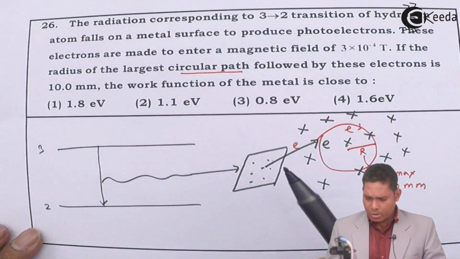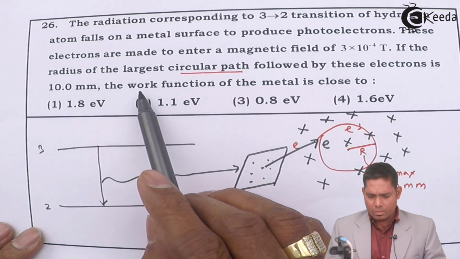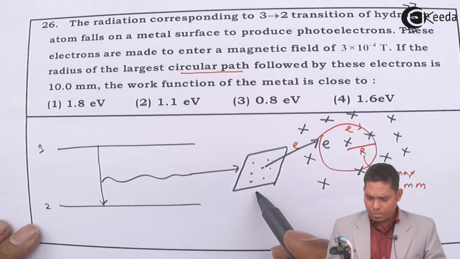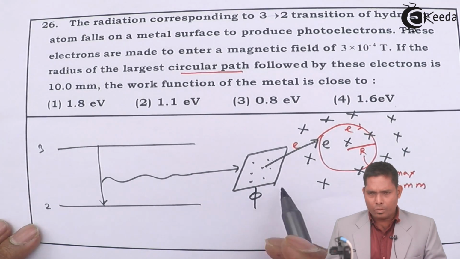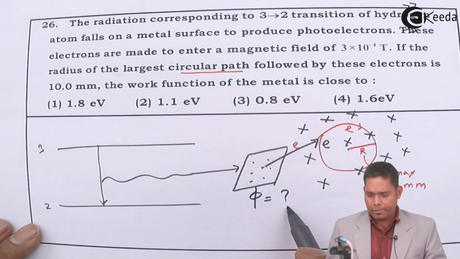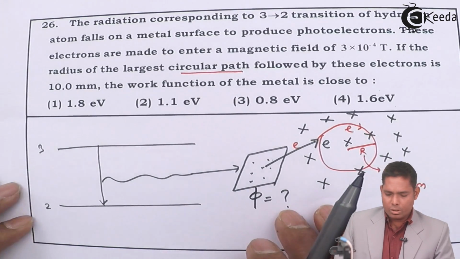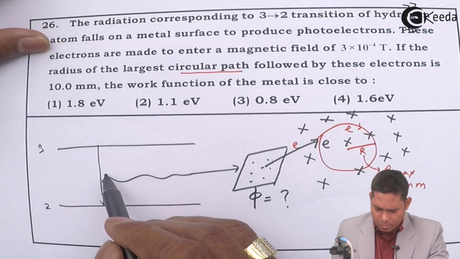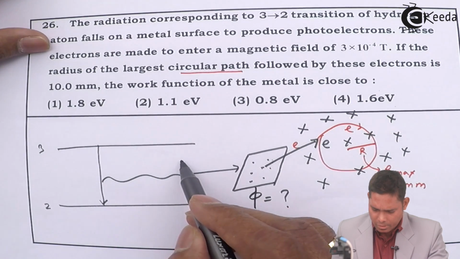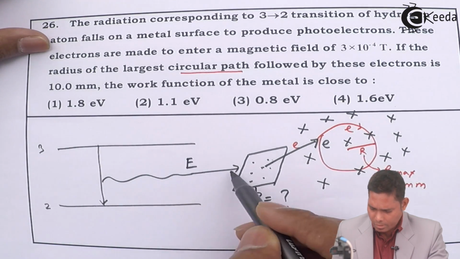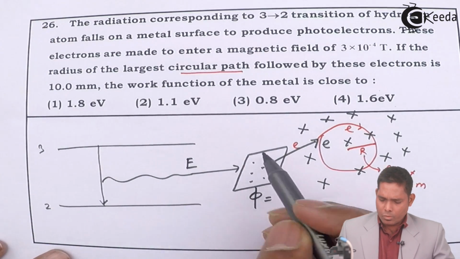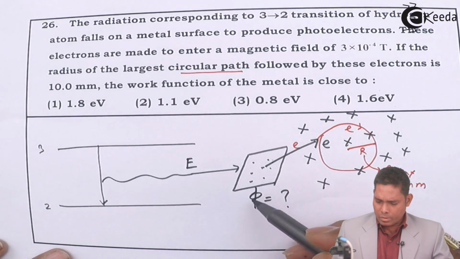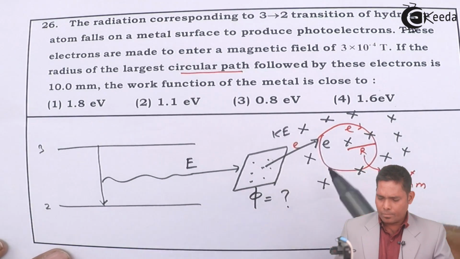So we have these situations. The work function of the metal is close to what? You have to find the work function of this metal. Suppose the work function of this metal is phi. You have to find the value of phi. This is the physical situation. Now the energy that is falling on this is E, due to this transition, and this is the work function, and the rest goes as the kinetic energy.